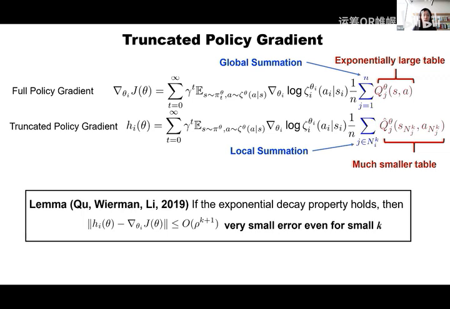Because of the exponential decaying property, we can show that h_i(theta), this truncated policy gradient, is going to be a very good approximation of the true policy gradient. And how small the error is will depend on the decaying factor and on the distance, on how many K-hop neighbors we are going to look at.